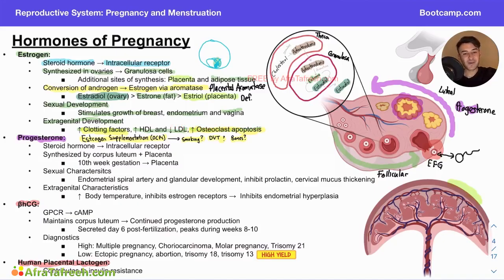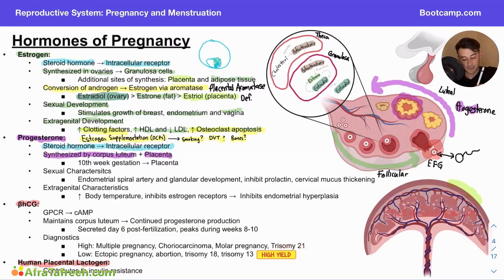Let's move on now to talking about progesterone, which is also a steroid hormone. I'm going to make our little receptor type in blue here. It's an intracellular receptor, so it's going to reflect the story that we were talking about here. It's going to happen the exact same way. Progesterone is synthesized in the corpus luteum as well as the placenta. It's synthesized in the corpus luteum in a non-pregnant patient, whereas it's synthesized in the placenta in a pregnant patient.